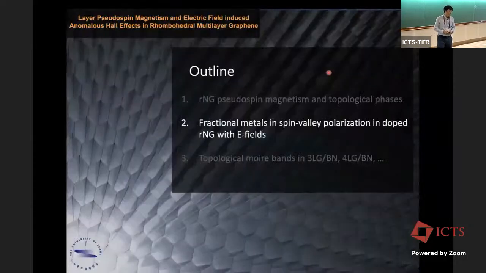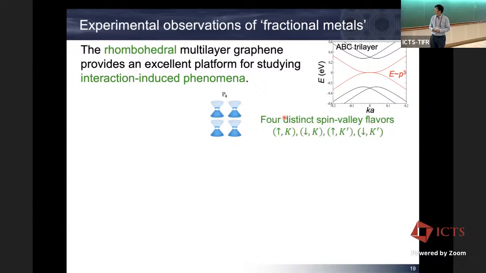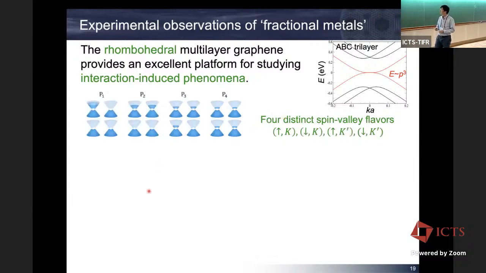Okay, so this was about the Coulomb interaction effects or pseudospin magnetism in rhombohedral multilayer graphene. So this was kind of a preamble to talk about the fractional metals or spin valley polarization that you expect when you carrier dope the system and you break the inversion symmetry of this system. So, rhombohedral multilayer graphene are, again, quite interesting platforms. So here from P1 to P4, we are showing the number of flavors that are being filled when we carrier dope the system.